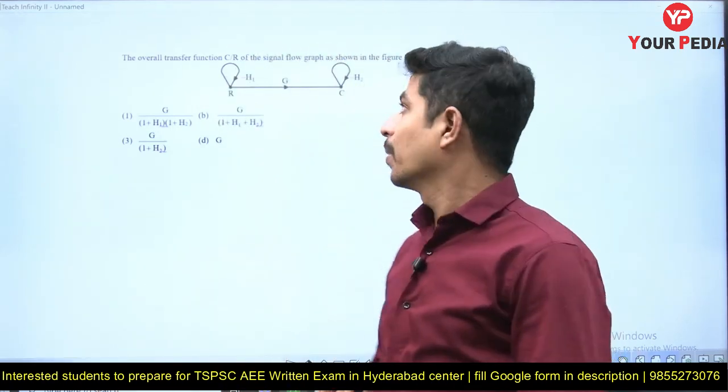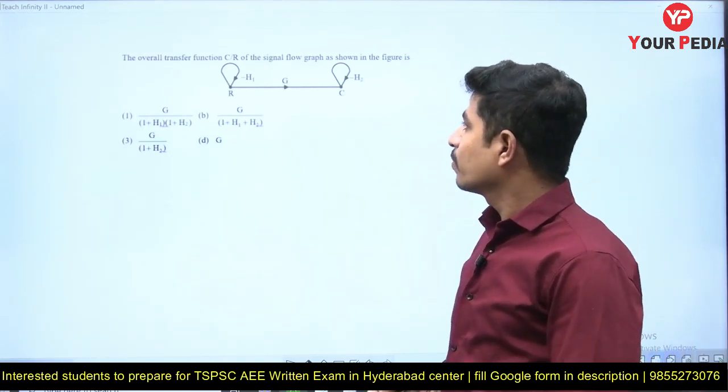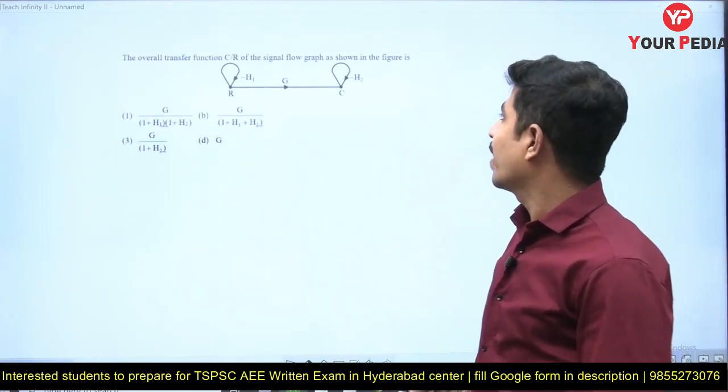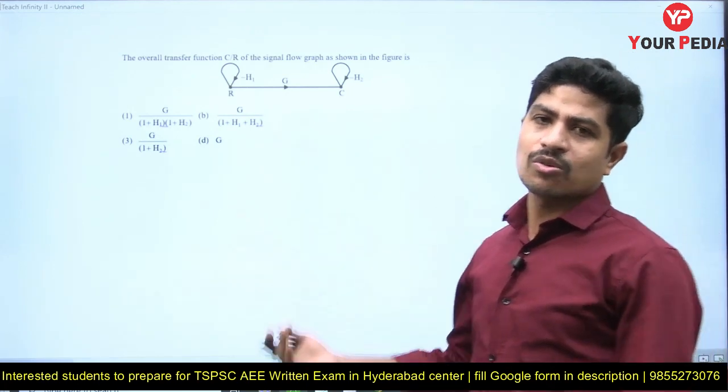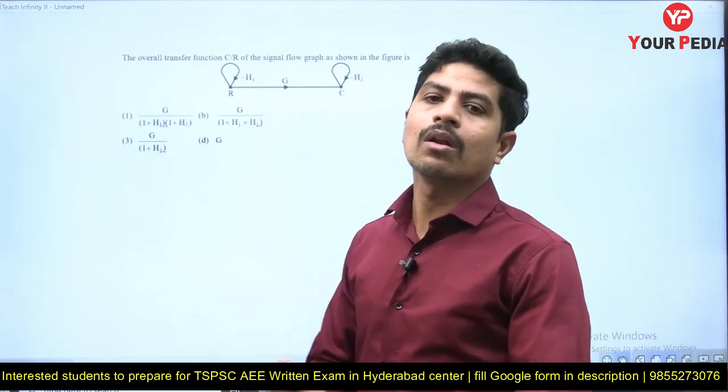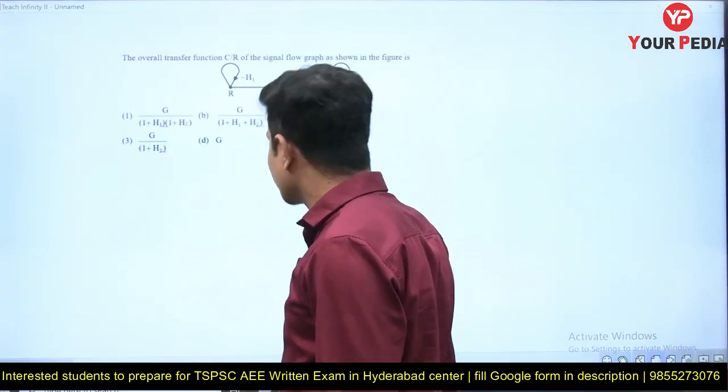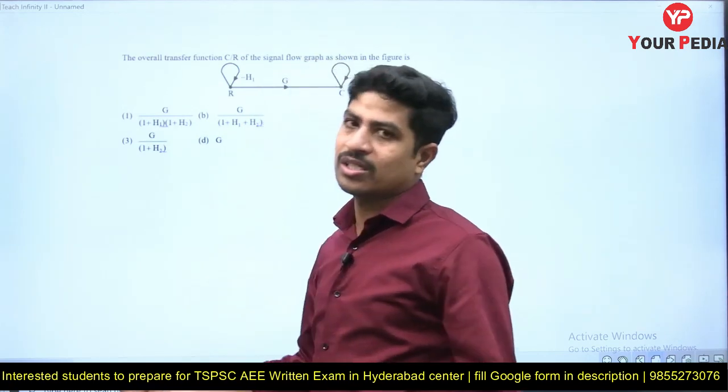Let's read the first question. The overall transfer function C by R of the signal flow graph as shown in figure is. For solving this question, no pen paper required. Directly you can solve. Or by using pen paper also, yes, we can solve. Later, we are going to see what is the shortcut method.